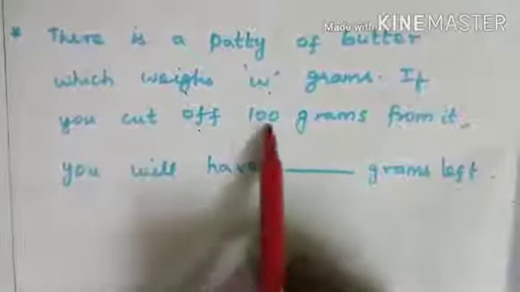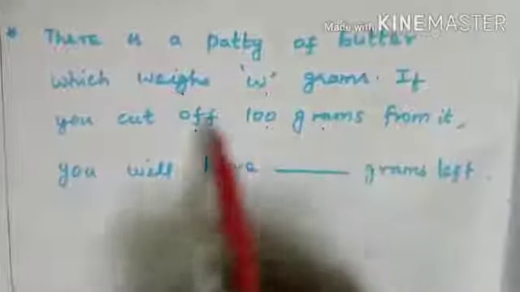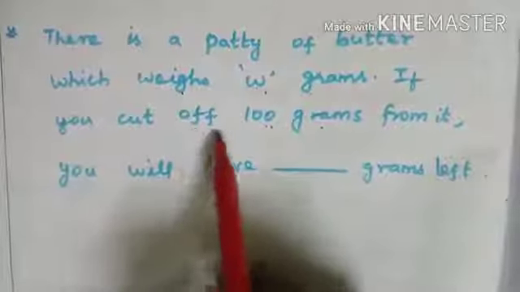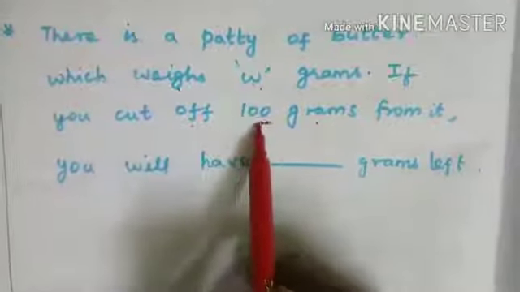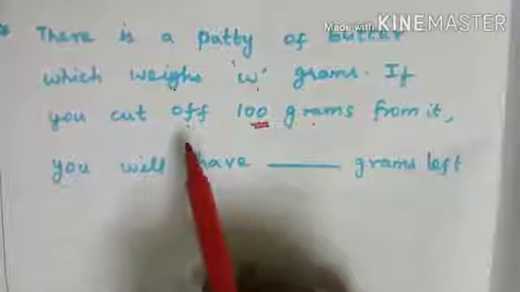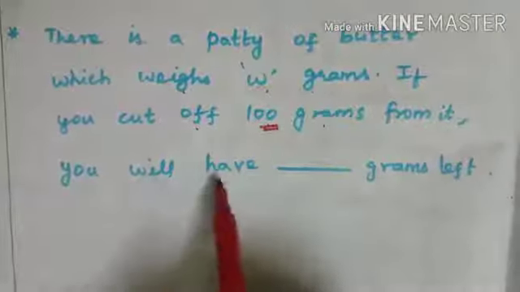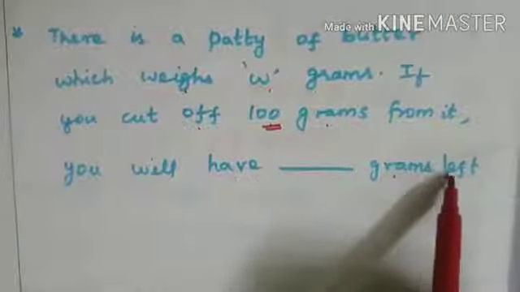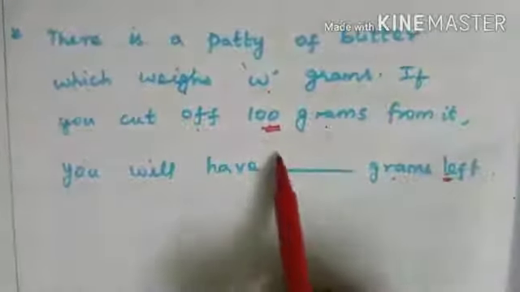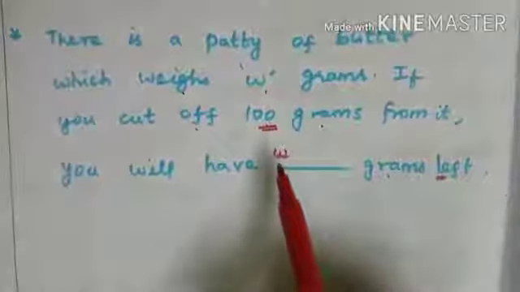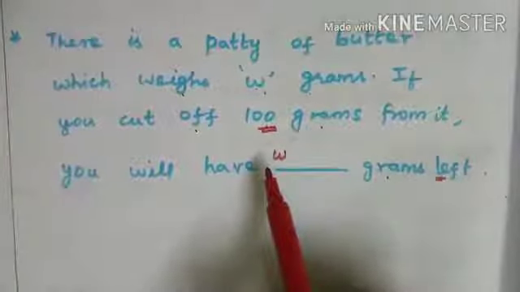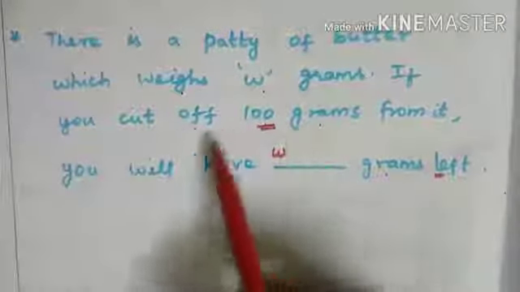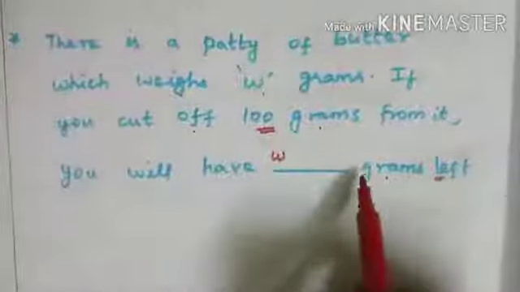If you cut off 100 grams from it, how much butter have we taken? You cut and took away 100 grams, so you will have some grams left. The word to notice is "left". We have W grams; we don't know the total weight. It may be 1 kg, anything. But we have cut 100 grams. So what is the gram left?